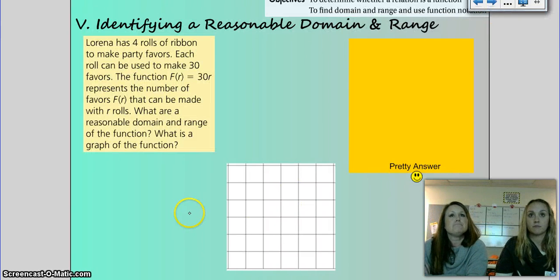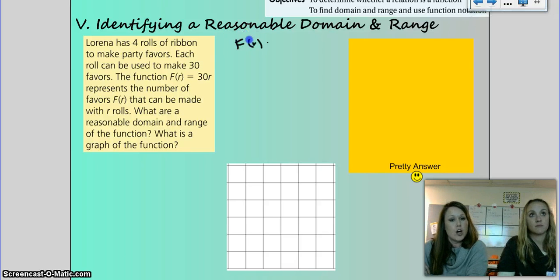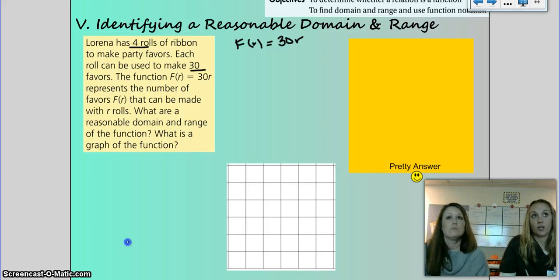Let's try it. Lorena has 4 rolls of ribbon to make party favors. Each roll can be used to make 30 favors. The function f of r equals 30r represents the number of favors that can be made with r rolls. What are a reasonable domain and range of the function, and what is a graph of the function? So we have 30 favors and only 4 rolls.